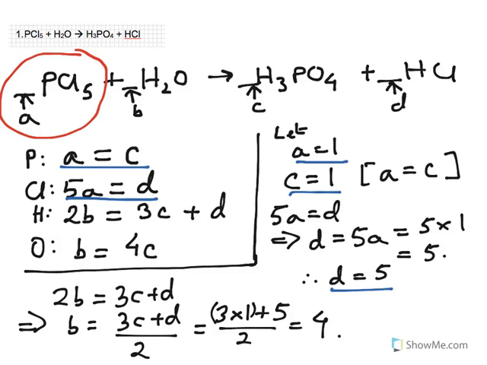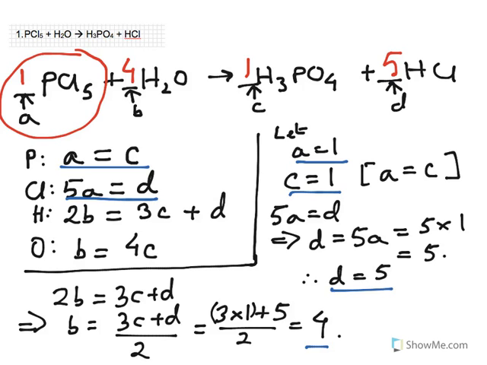Now that we have A, B, C, and D for our variables, we can place them back into the equation instead of the variables. So we will have, for PCl5, instead of A, we can put back 1. For H2O, for B, we can put 4. For C, we have 1 for H3PO4. And for D, for HCl, we have 5. And voila, our equation is solved. Let us look into a different example.